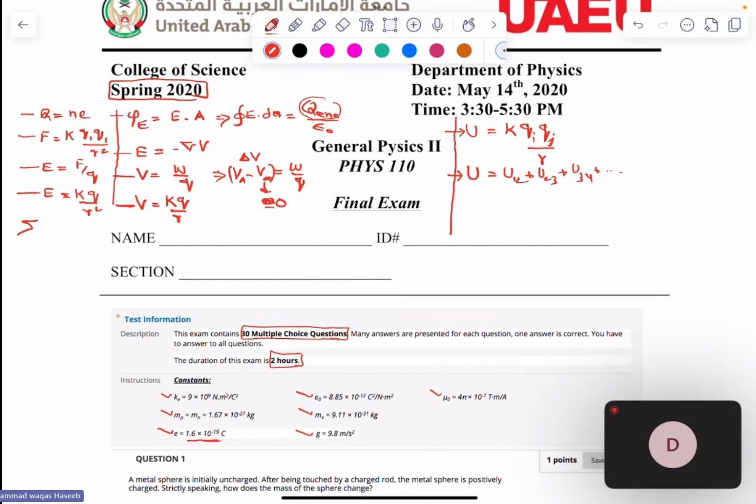So you can add the sum of forces on different charges, F12 plus F21, and similarly you can add the total electric field E1, E2, E3, and this is known as the superposition principle.